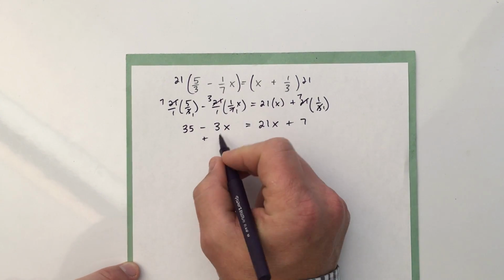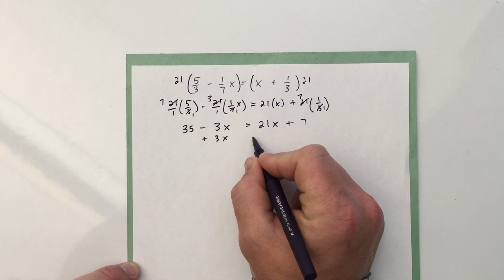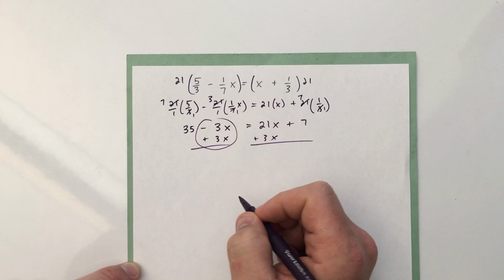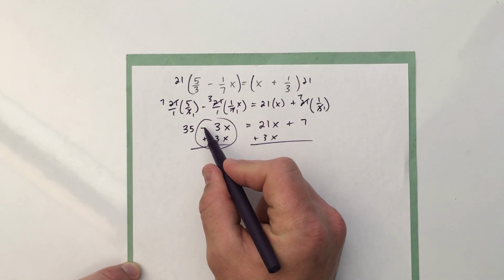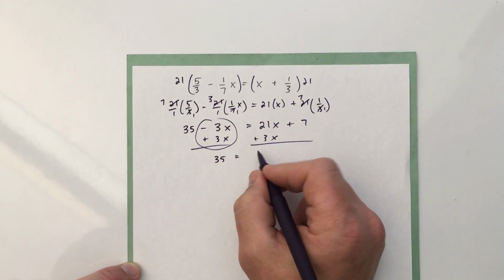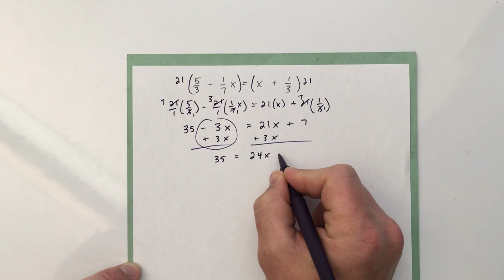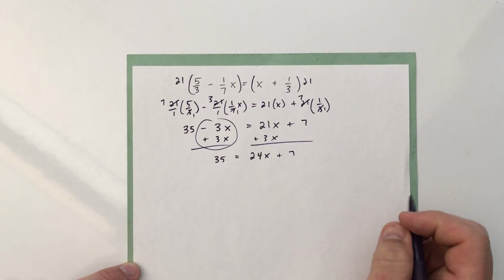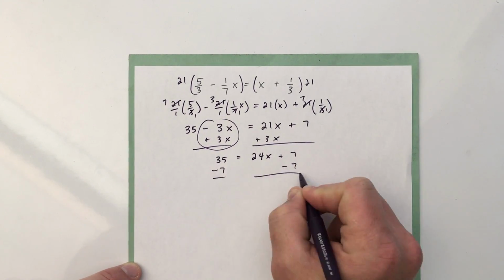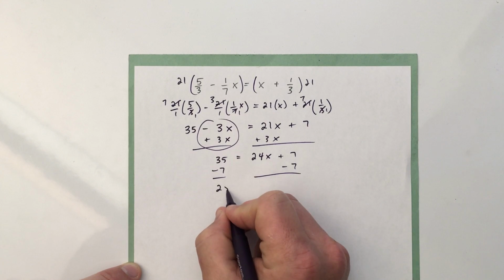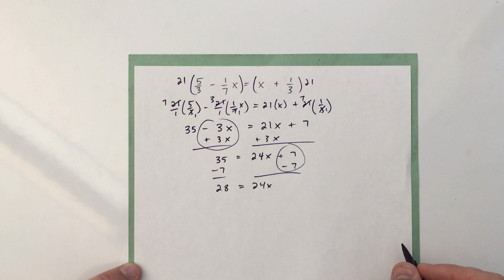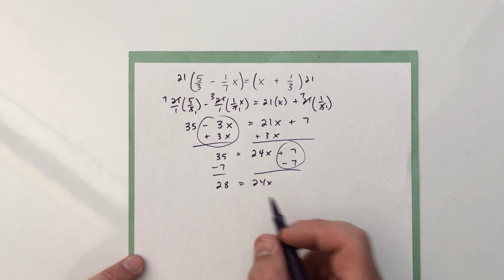I'm going to move all of my variable terms to the same side by adding 3x to both sides. That goes to 0. Notice I have a minus and a plus sign, so I know that I did that right. 35 equals 24x plus 7. Next, I want to move all my constant terms to the other side. 35 minus 7 is 28 equals 24x, and this is 0. So now I have 28 equals 24x.